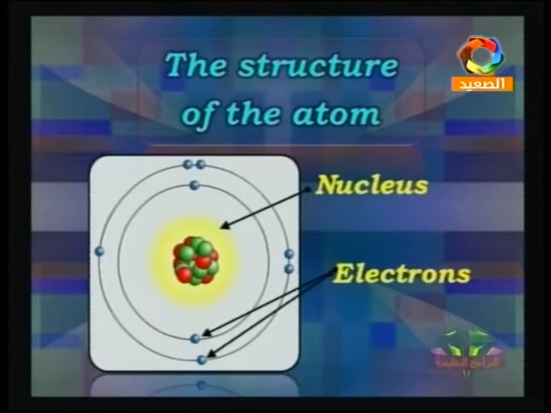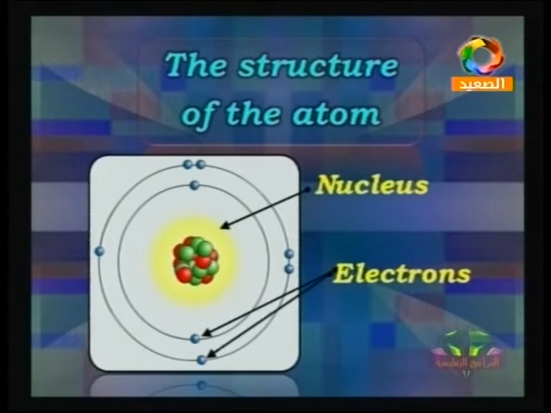So first of all, we have the structure of the atom. To understand nuclear energy, the word nuclear comes from the nucleus. So what does nucleus mean? It means a part found in the center of the atom. Yes, but we must make a revision of these things to know the meaning of nuclear energy. The nucleus is found in the center of any atom.